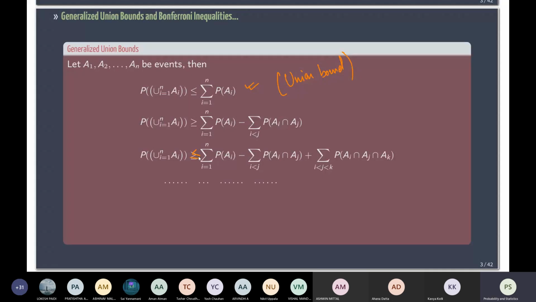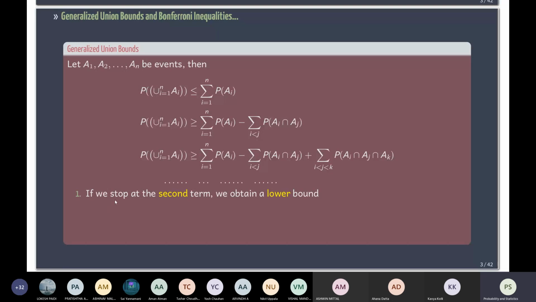This is a mistake here. Okay, so actually it keeps flipping. The inequality keeps flipping. First it is less than or equal to, then greater than or equal to. You add the third term, then it's less than or equal to. Then if you add the fourth term, it's greater than or equal to, and so on. Okay, so this is called the generalized union bound or Bonferroni inequality.